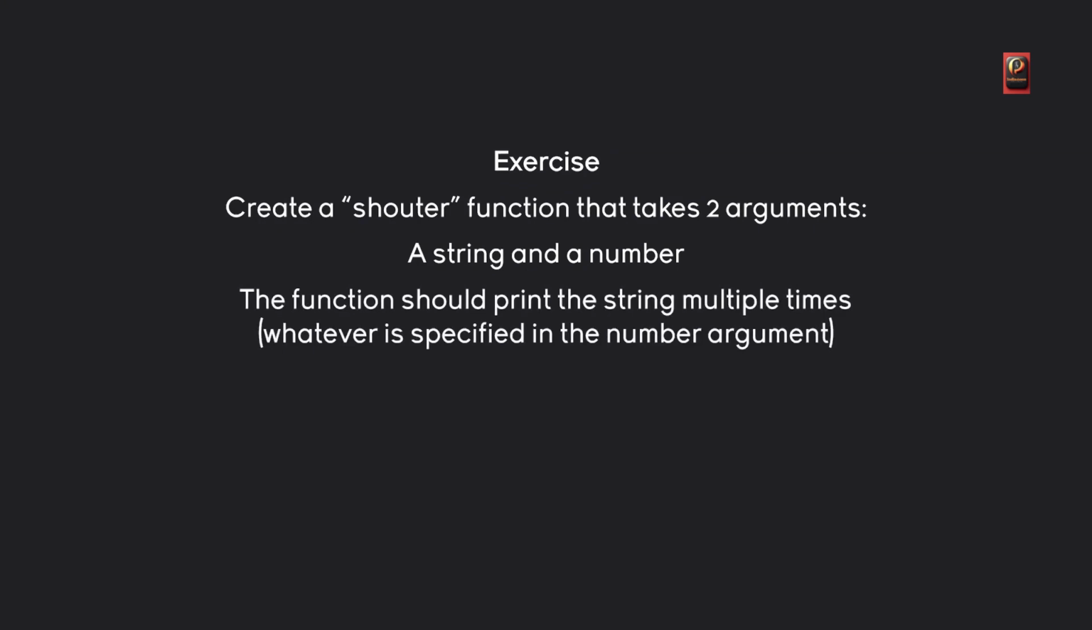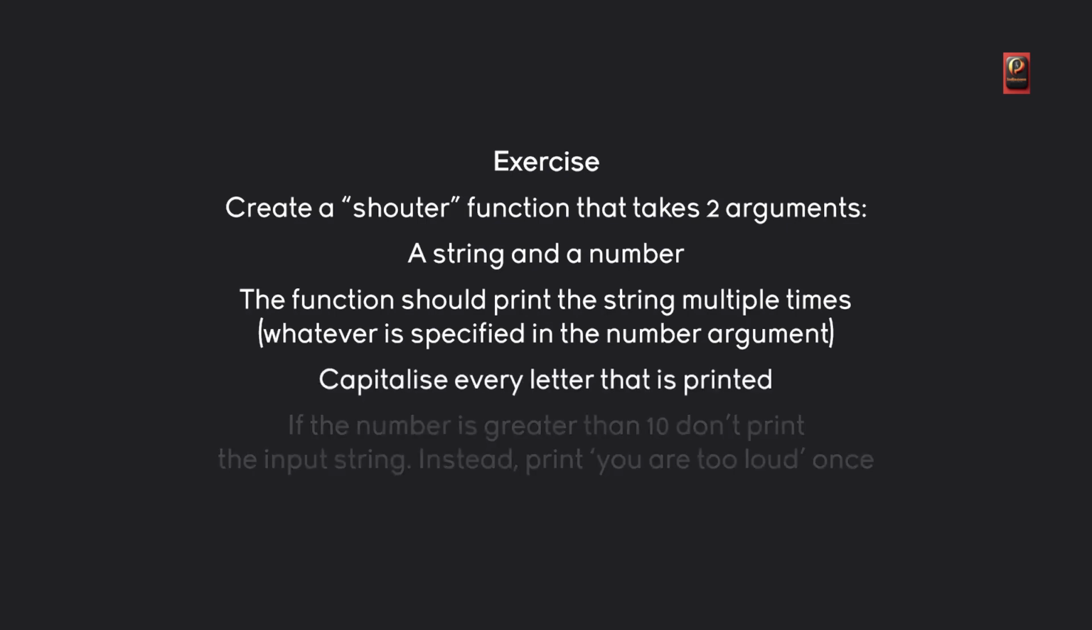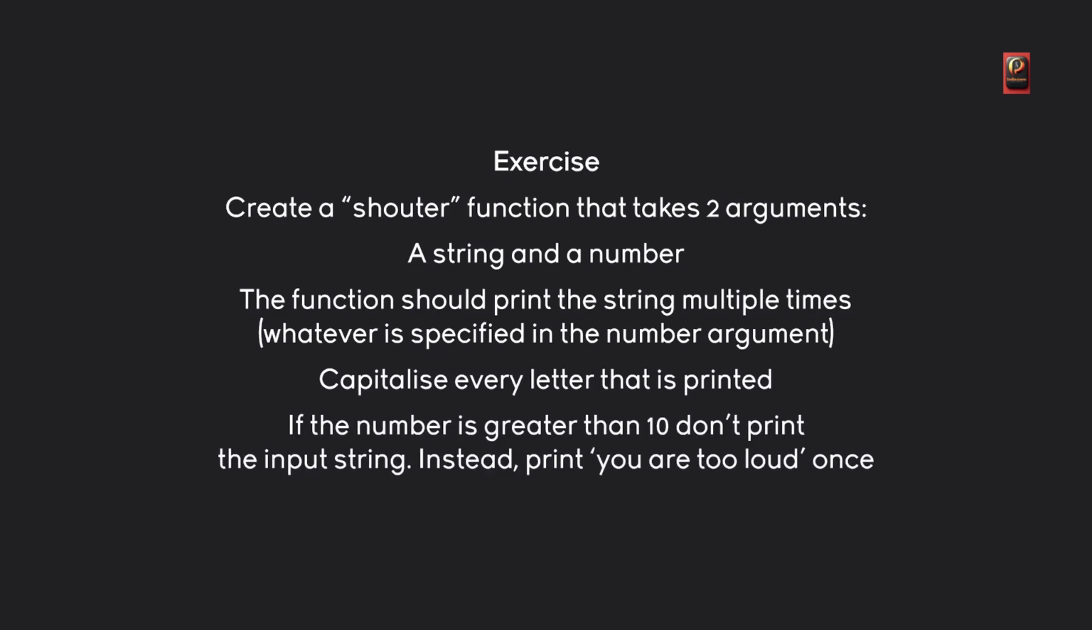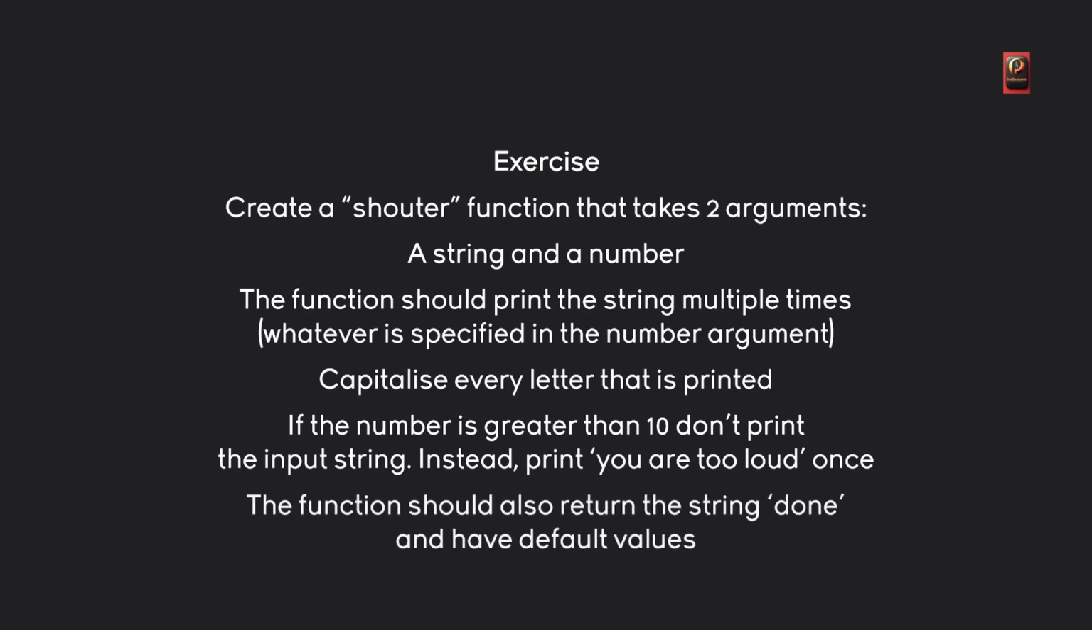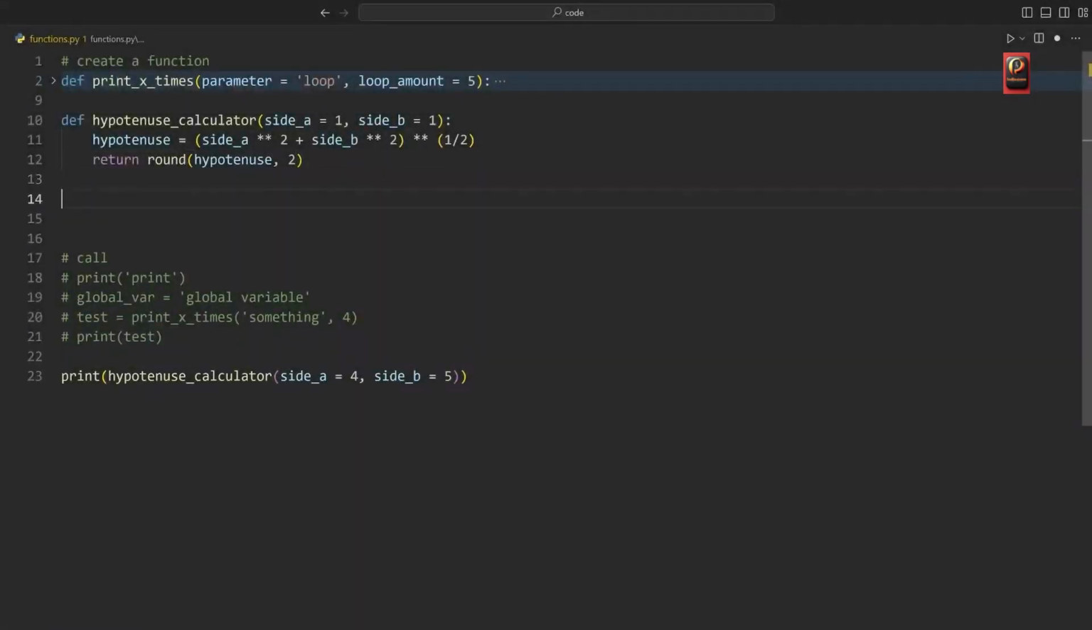I want you guys to create a shoutout function that takes two arguments, a string and a number. The logic you should be writing is that the function prints the string multiple times, whatever specified by the number. Also, while you are doing this, capitalize every letter that is printed. On top of that, if the number is greater than 10, don't print the string, instead, print something like "you are too loud," but only print this once. Finally, the function should also return the string "done" once it is done, and you should have default values. Quite a bit to work on, pause the video now and see how far you get.